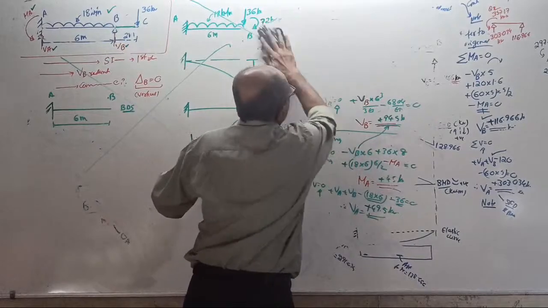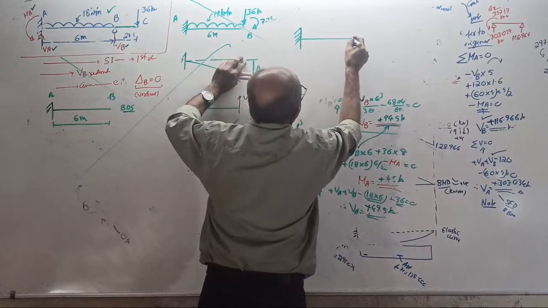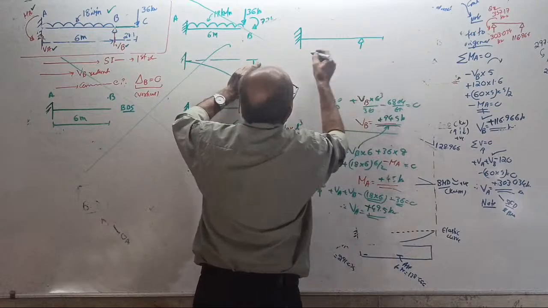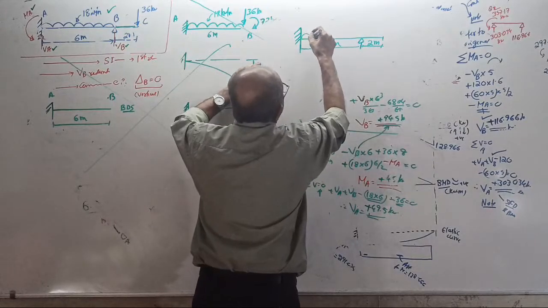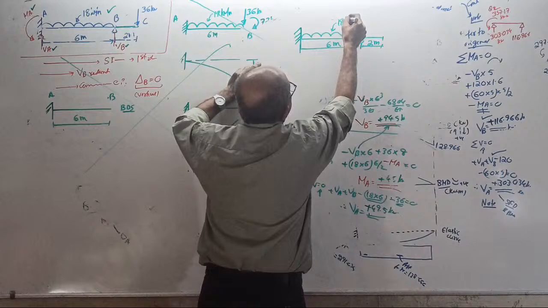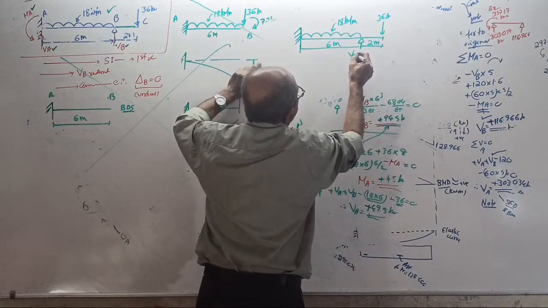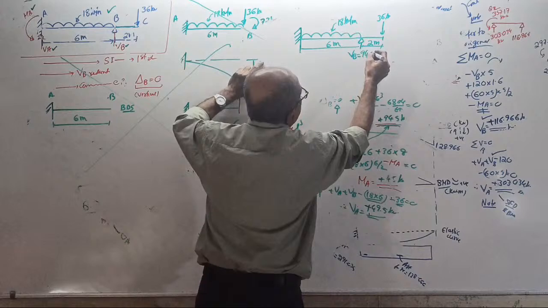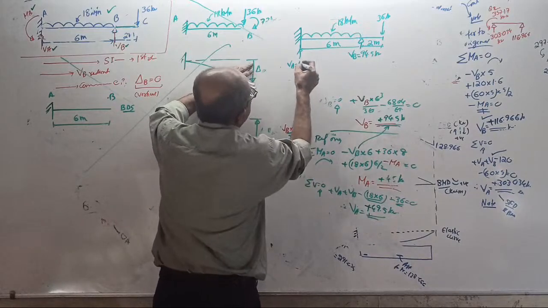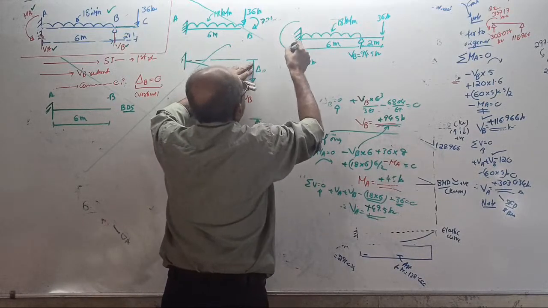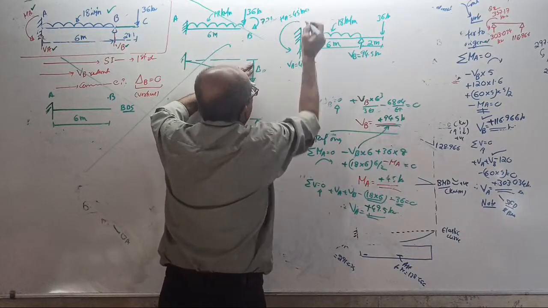Okay, here. See, I will not explain further more. This is the beam. This is 6 meter. This is 2 meter. UDL of 18 kilonewton per meter. Point load of 36 kilonewton. Reaction VB you got 94.5 kilonewton. Reaction VA you got 49.5 kilonewton. MA you got 45 kilonewton meter. See, draw the SFD.